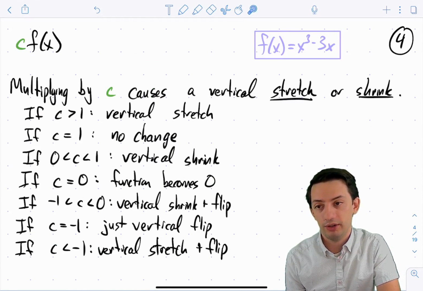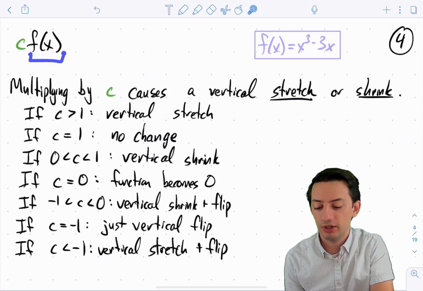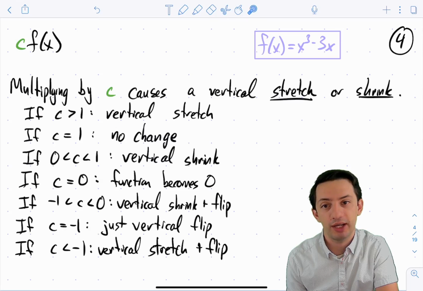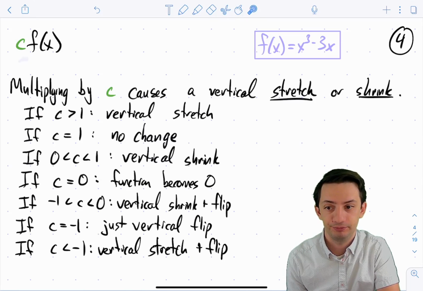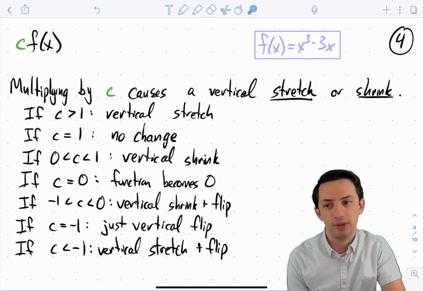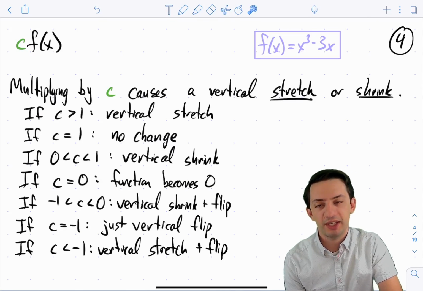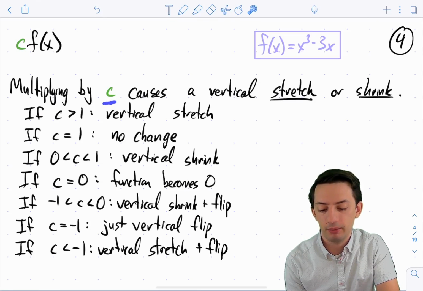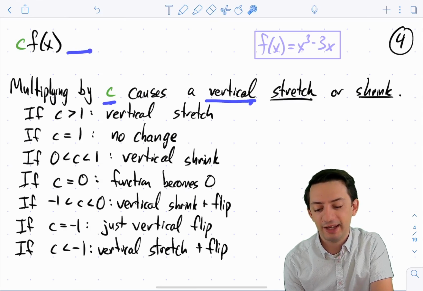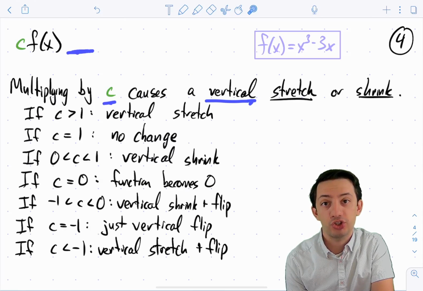The third one takes our function and multiplies, not adds, but multiplies a number, positive or negative or 0, in front. Okay, now I wrote out a bunch of cases here. Don't let that scare you. I kind of wrote them all out in a ton of detail. The key is that multiplying by a number causes a vertical change. So adding outside was a vertical shift. Multiplying outside is still a vertical thing, but it's a stretch or a shrink.